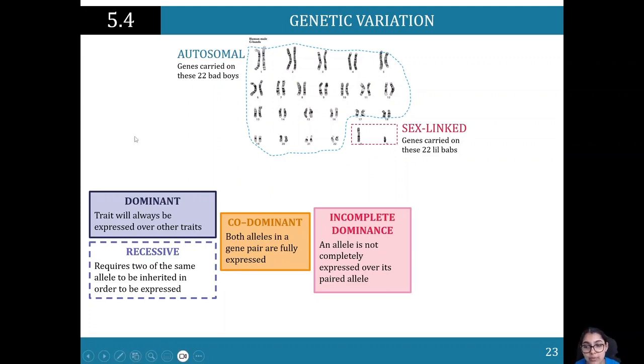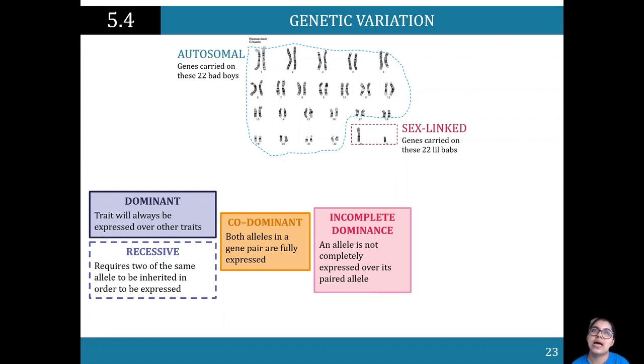So here we are. Now, based on that, we can then talk about the expression of phenotypes. So for example, a dominant trait is one that will always be expressed over other traits. That's what we call a dominant trait. A recessive trait is when it requires two of the same alleles to be inherited in order to be expressed. So two of the same alleles have to be inherited, and therefore it's recessive.